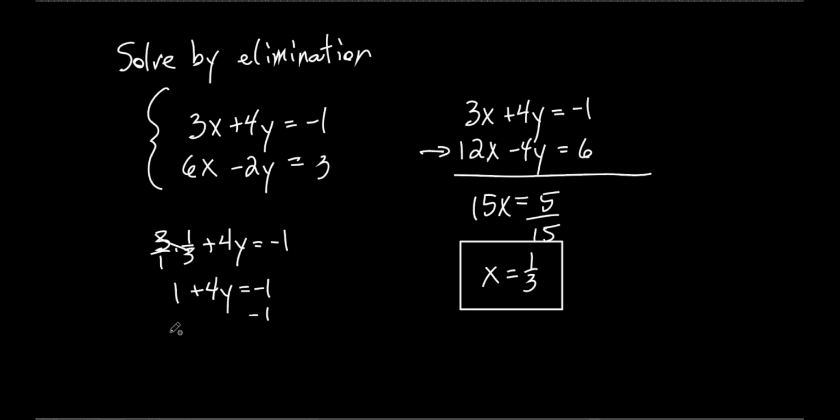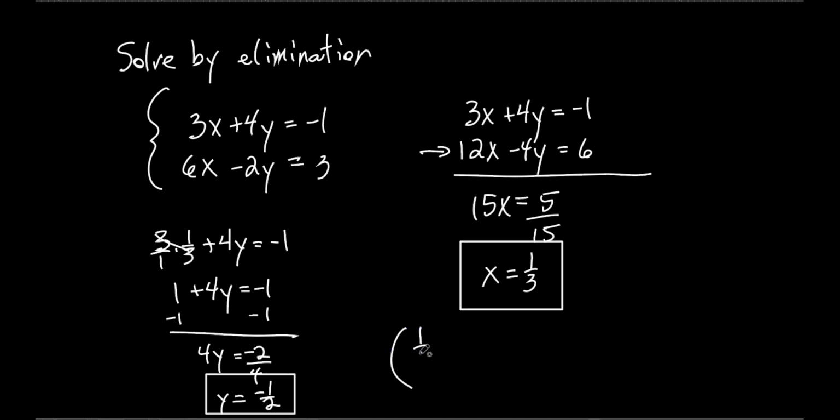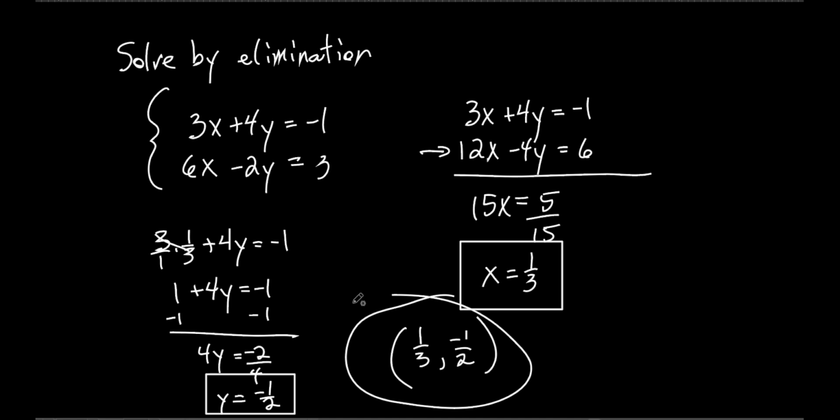Subtract 1 from both sides, right? And you get 4y equals negative 2. Divide both sides by 4. Y equals negative 1/2. So that's your y. Now you put it all together, make an ordered pair out of it. What do you get? 1/3, comma, negative 1/2. That is your answer right there. You okay with that? They don't get a whole lot harder than that.